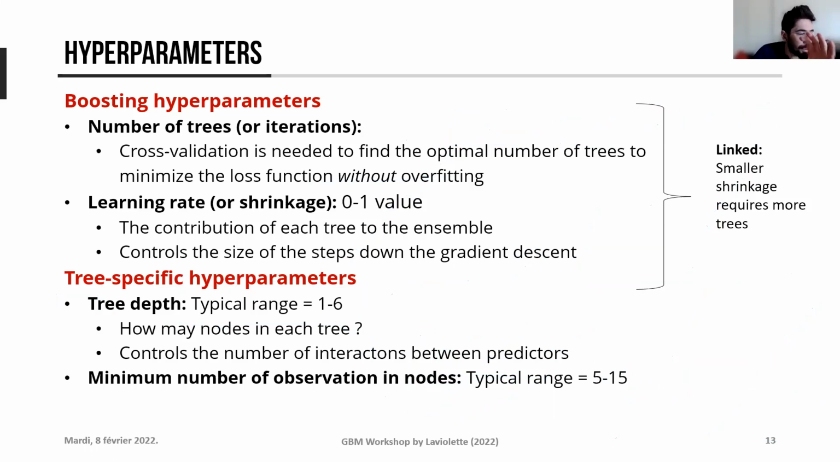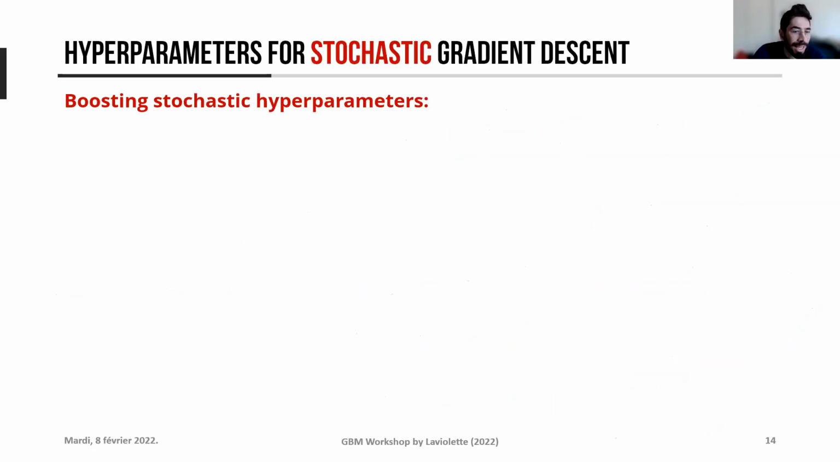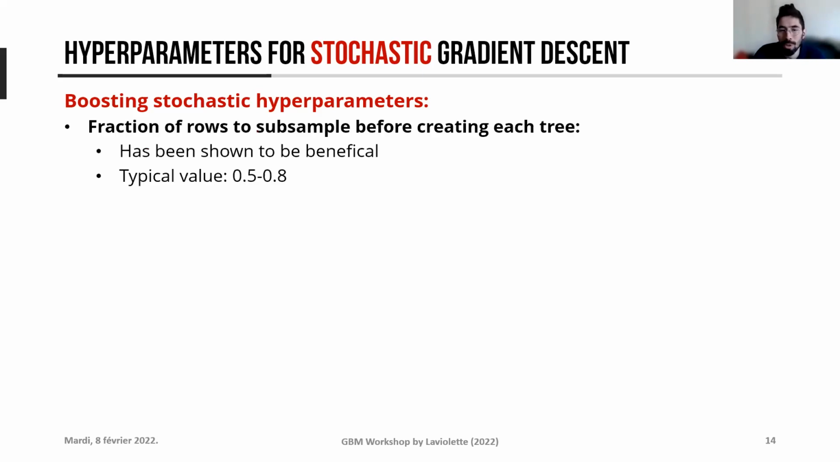Perfect. So boosting parameters, tree-specific parameters or hyperparameters, and then we have the stochastic parameters. The stochastic parameters are what you use when you proceed with stochastic gradient boosting, when you add that randomness that makes sure that you don't get stuck in a local minimum. This works by fractioning up.